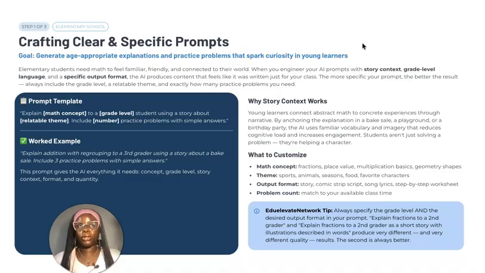Let us see why story context works. Young learners connect abstract math to concrete experiences through narrative. So when you anchor your explanation to something relatable, like a bake sale, or going to buy a toy, or a vacation, or a playground, or something about a party, the AI uses familiar vocabulary and imagery that reduces the cognitive load. Now, you want to reduce the cognitive load so much that the only room left is for engagement. Because students aren't just solving a problem in math.